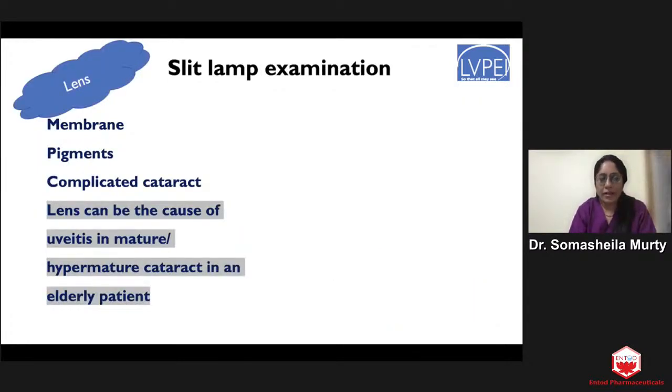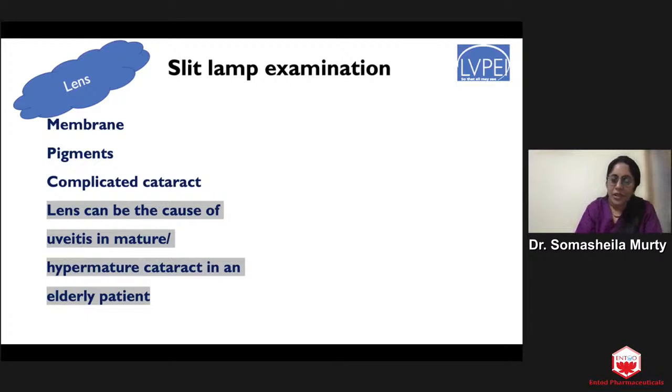So we looked at almost most of the components of this slit lamp examination, but for lens. And remember, one point about lens is that in a case of hypomature lens, it can be the cause of uveitis, especially in elderly patients. So think about that, keep that in your differential diagnosis.